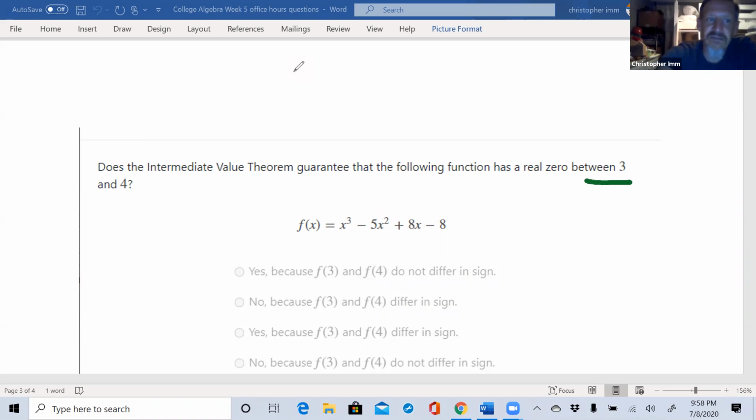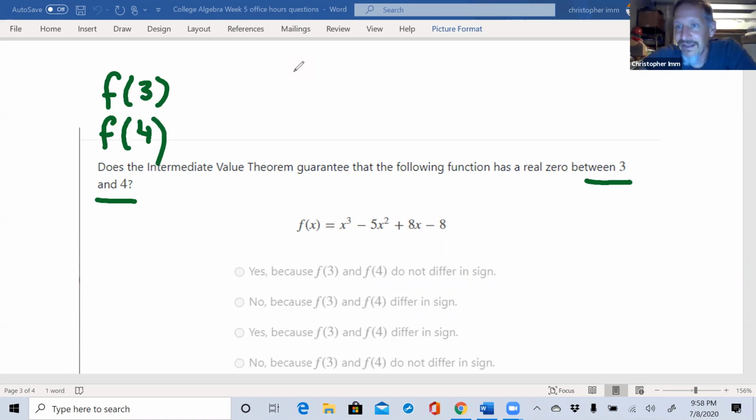If you have 2 points for a polynomial, and if you take the function at those 2 points, so if I take the function at 3 and the function at 4, if those two signs are different, then there has to be at least 1 zero in between 3 and 4. So all I would have to do is plug these two values in for the function.